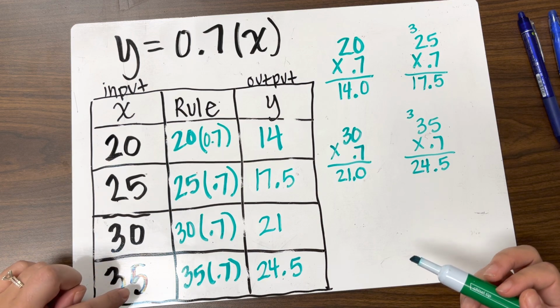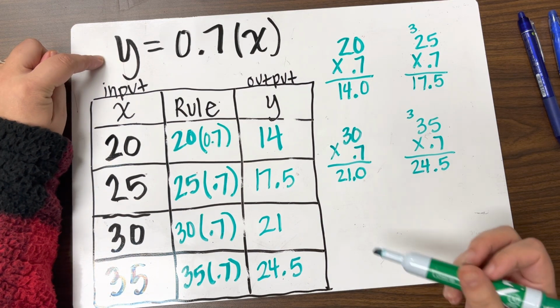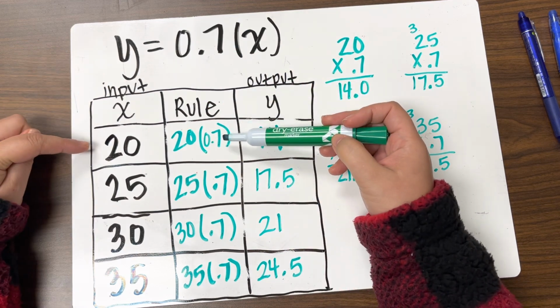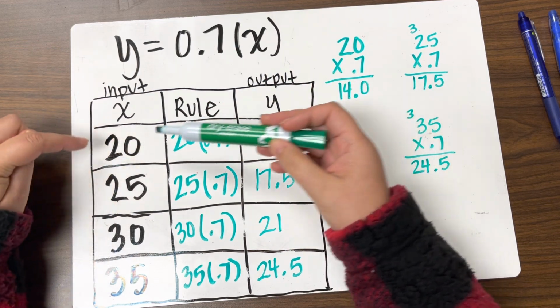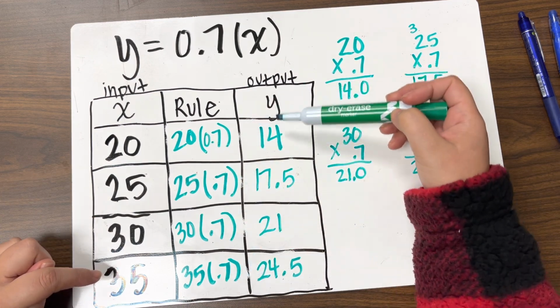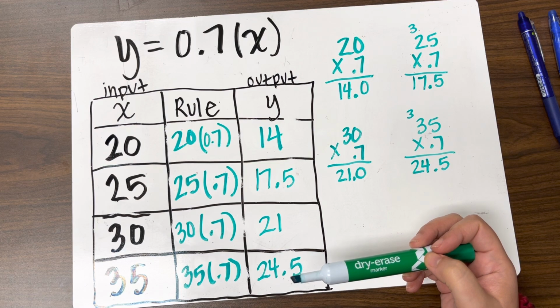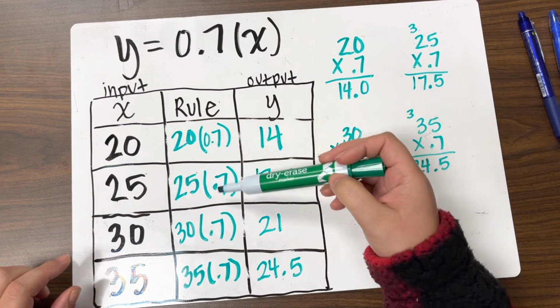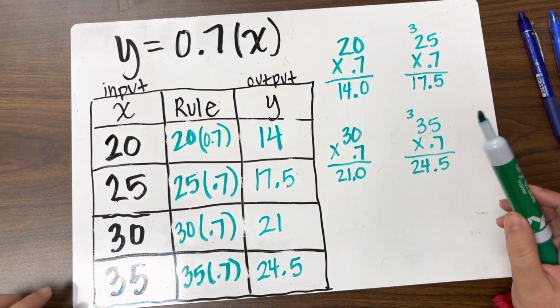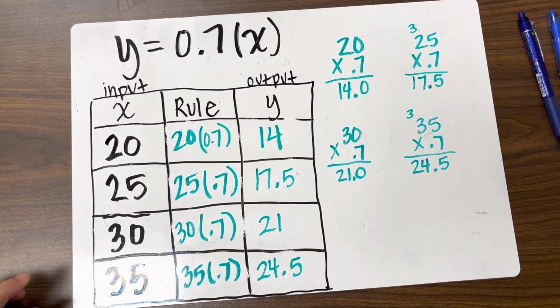So remember, when you have a multiplicative relationship, we are multiplying, the rule is multiplying the input by the same number each time in order to get your output. When we have an additive relationship, we are adding by the same number in order to get our output, okay? Now, let's try.